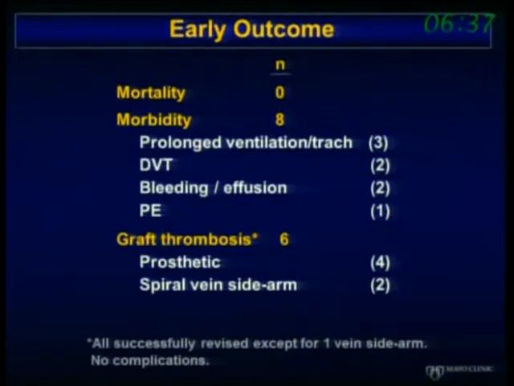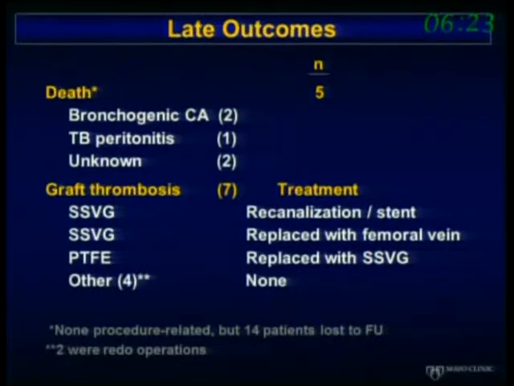6 grafts thrombosed early. 4 of these were prosthetic, and 2 of them were saphenous veins in which we placed a sidearm like a Y to the contralateral innominate vein, and all but one of the sidearm grafts was successfully revised, and there were no complications with those reoperations. Over time, 5 patients died. None of these were procedurally related.